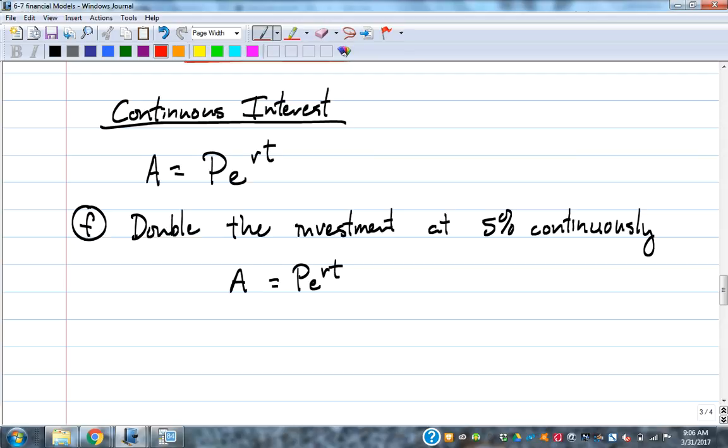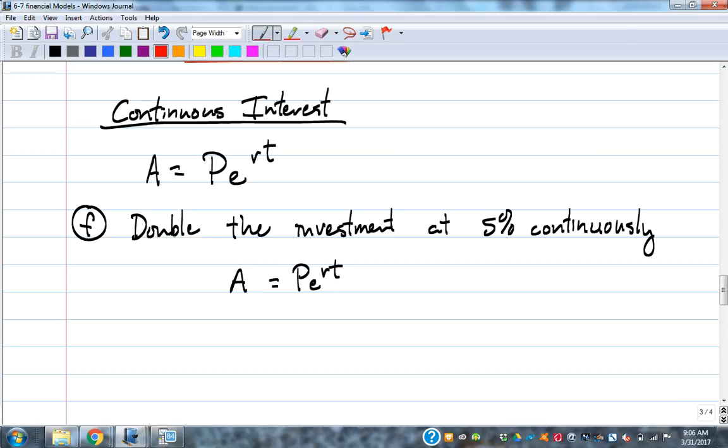A equals Pert, and P times e to the rt is what that is. The P is the principal investment. This e is that number e that we've been dealing with some in this chapter. r is still the rate. t is still time in years, as we're dealing with that.